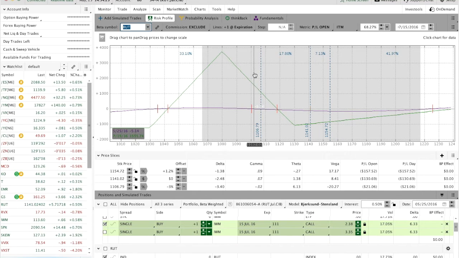From the original position, which was the 1080 put butterfly with 50-point wings, so the 1030, 1080, 1130, it was also paired with the 111 IWM call. The trade had about 55 days to expiration when we got into it. But from that point, we traded from 1100 all the way up to 1140 today. The market moved up pretty quickly, and if we were still sitting in this original position, we'd be pretty well outside the body of the butterfly and certainly be needing to do something at this point.